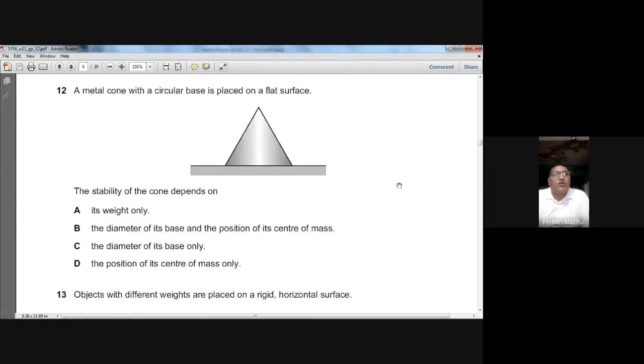On your screen, we have question number 12. A metal cone with a circular base is placed on a flat surface. The stability of this cone depends upon the diameter of its base and the position of its center of mass. The larger the diameter of the base and the lower the center of mass, the more stable it will be. So B is the choice for question number 12: the diameter of its base and the position of its center of mass.